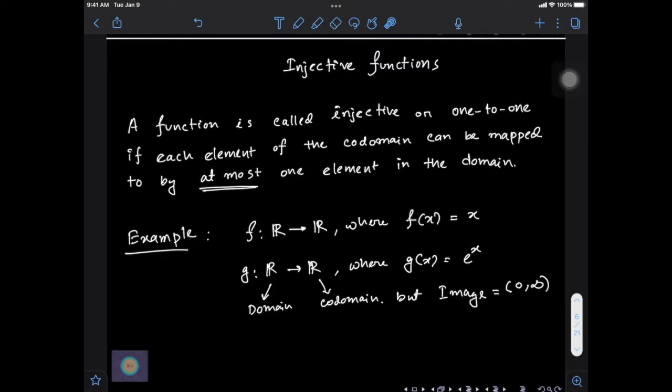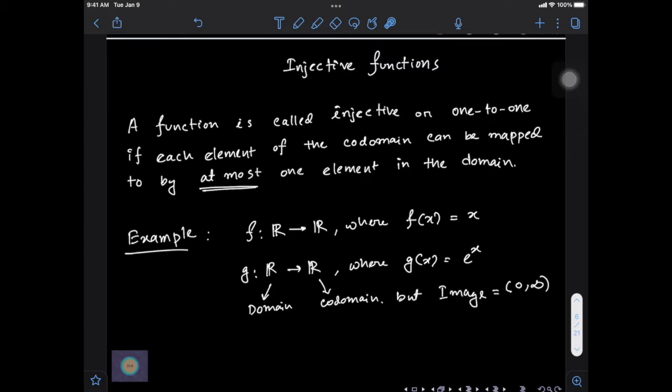In the next three videos, we will take a look at how a function's inputs and outputs can be related to each other. And this brings us to injection, surjection, and bijection. Now, a function is said to be injective or one-to-one if each distinct element of its codomain can be mapped to by at most one element of the domain.